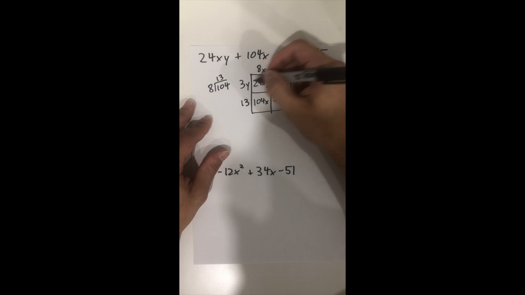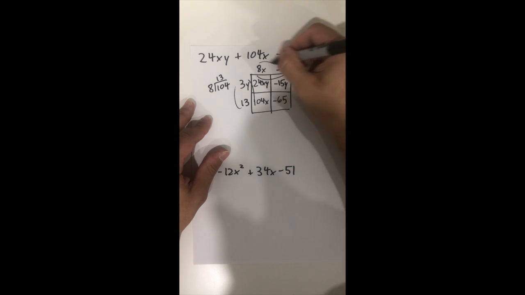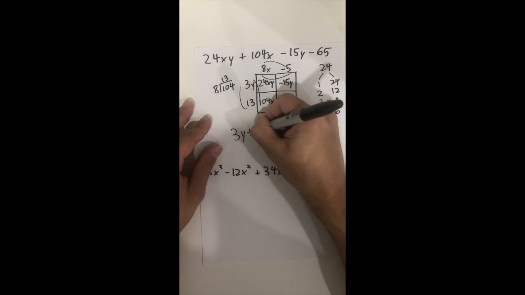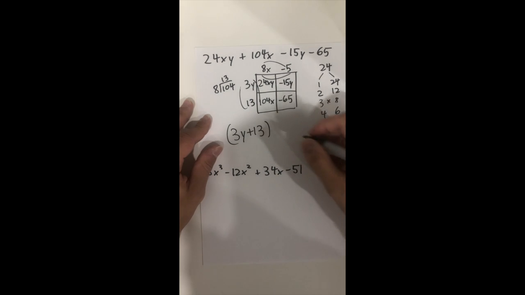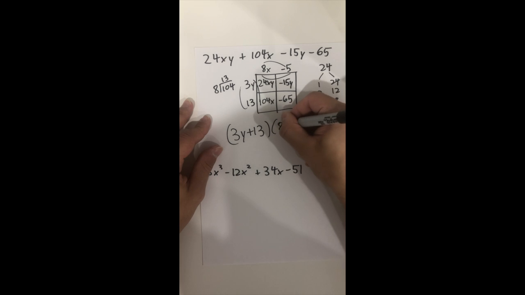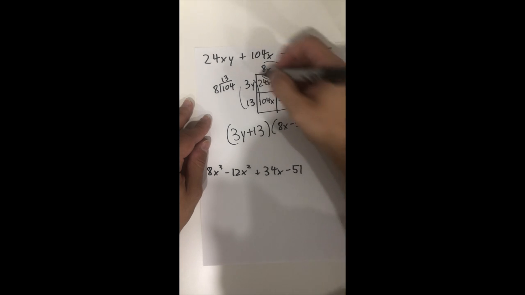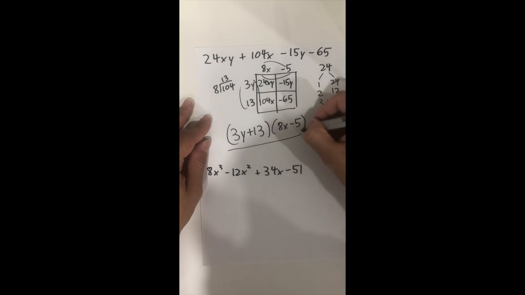This is our original polynomial, and we just found the factors. As before, I'm going to put it into parentheses. So we got 3y plus 13 and 8x minus 5 because of the negative. And that's it. That's our answer. We took our polynomial up top and we factored it completely over here.